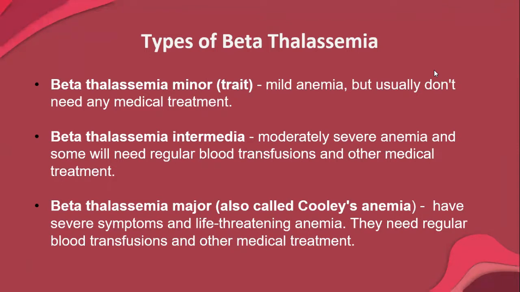For beta-thalassemia intermedia, there is moderately severe anemia, and some need regular blood transfusions. But for those with beta-thalassemia major, also called Cooley's anemia, they have severe symptoms and life-threatening anemia, so they need regular blood transfusions and other medical treatment.